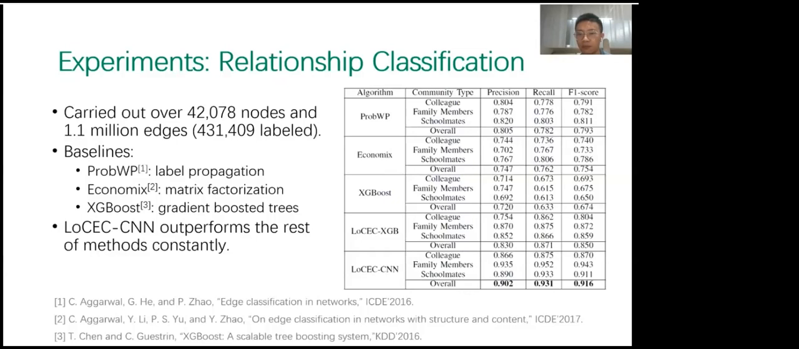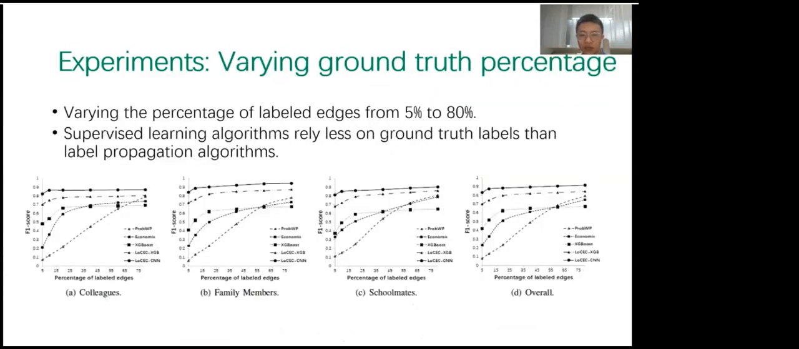In this set of experiments, we vary the ground truth percentage from 5% to 80% of all the edges that are labeled with ground truth. As we can see from the pictures below, supervised learning algorithms rely less on ground truth labels than label propagation algorithms. PropWB increases the most as the percentage of labeled edges increases, and LOSEC CNN and LOSEC XGB are not so sensitive to the labeled edges percentage. LOSEC CNN performs the best in all four sets of experiments.